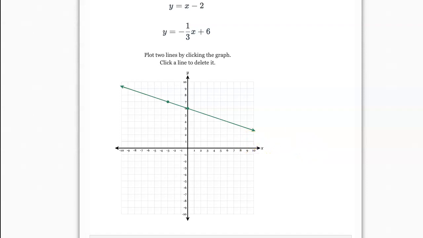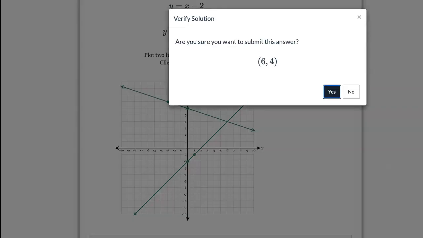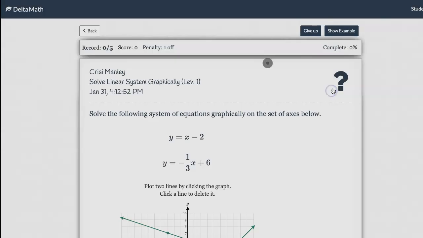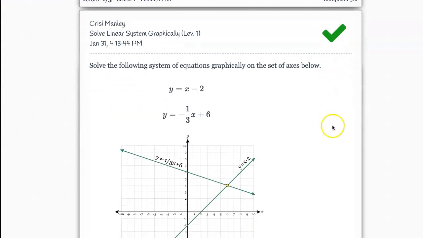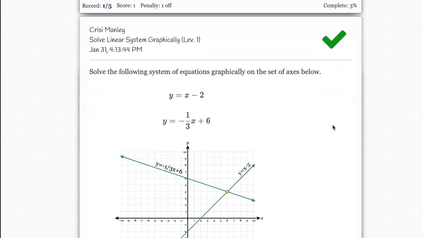Okay, down here, you'll put your solution in. So let me put mine back up here again. So -2, rise 1, run 1. So here's my solution, 6, 1, 2, 3, 4. I'm going to type in 6, 4, submit. It's going to ask me, am I sure? Yes. And it's going to give me a check mark to show me that I'm correct. If you're not correct, it's going to let you know you're not correct, and it's going to give you a chance to try it again.